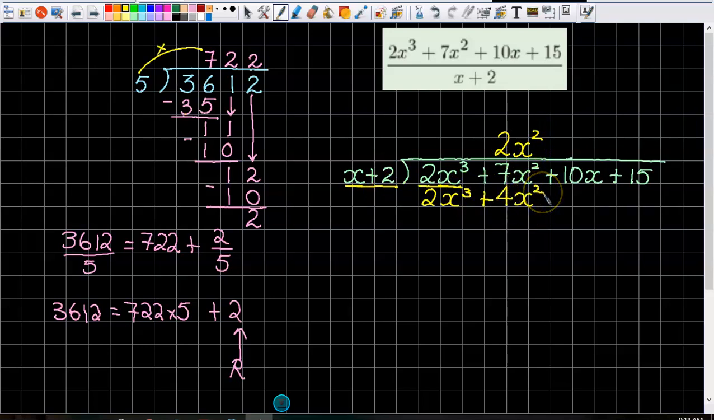You know you've done it right if this first bit cancels out. That's the whole game plan. You want to get that to disappear. So we're going to subtract. 2x cubed take 2x cubed, no x cubed. That was the whole point of it. 7x squared minus 4x squared, 3x squared.